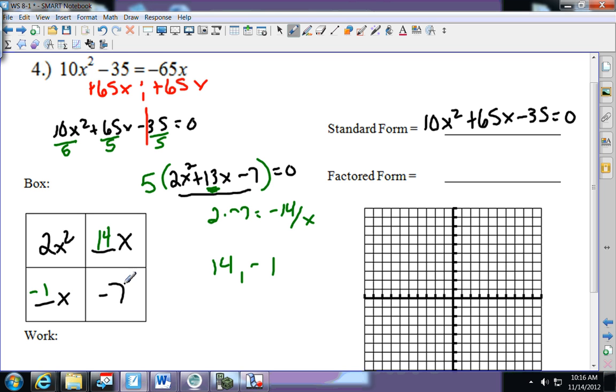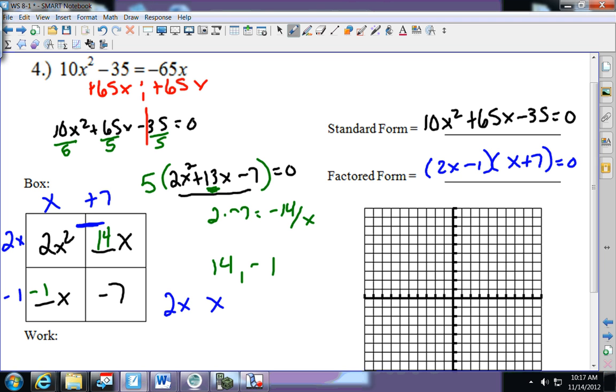Now, to split 2x squared, it's got to go 2x and x. Well, out of these two boxes, does 2 go into both of them? Yes, it does. So 2x goes here. The x goes up above. 2 times what gives you 14x? Plus 7. x times what gives you negative 1x? Negative 1. So my factored form is 2x minus 1 times x plus 7 equals 0.